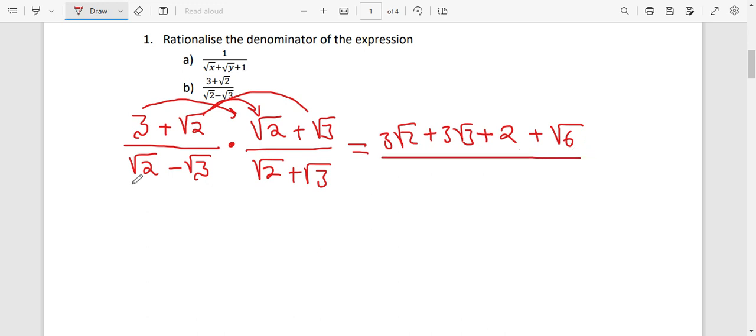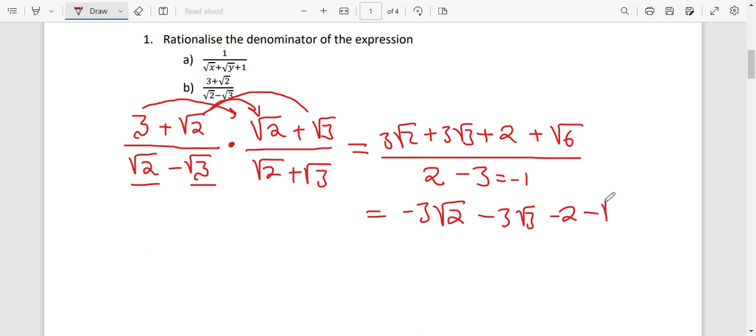And then in the denominator, get the first one, you square it, that will just give you a 2. Get the second one, you square it, that will just give you a 3. But always put a minus in between them. So therefore, the answer 2 minus 3, we know that is basically a negative 1, right? So all we are doing is negative 1 into 3 root 2, sorry, that will be negative 3 root 2, and then negative 3 root 3, and then negative 2, and then negative root 6. So this is the answer. Okay, as simple as that.